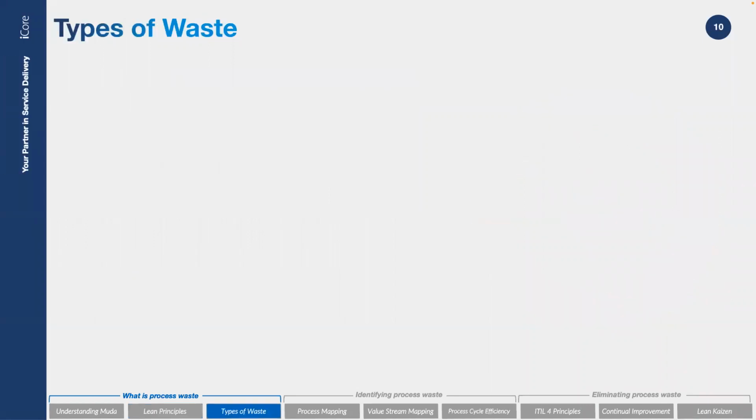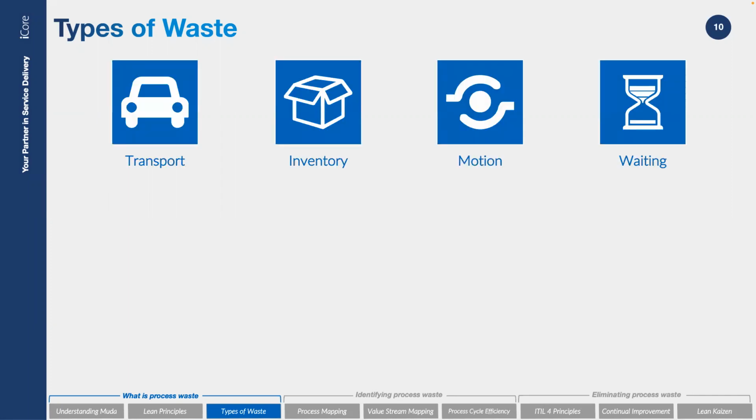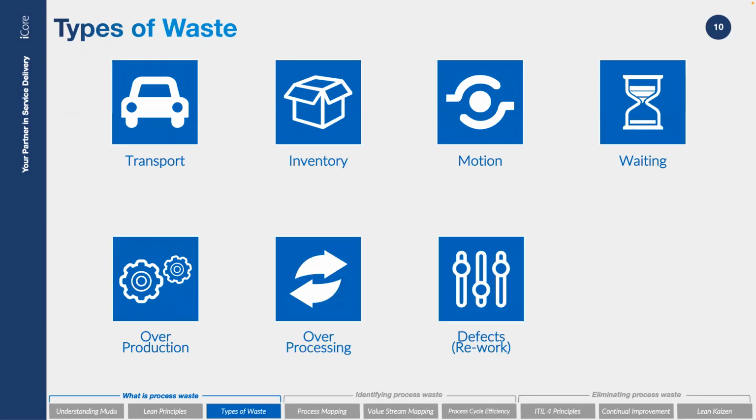There is a mnemonic, TIM WOODS, that's used, and it's really a tool in lean manufacturing to identify and eliminate the eight common sources of waste in a process. The acronym stands for transport, inventory, motion, waiting, overproduction, overprocessing, defects, and skills. Right, you might have thought, hang on a minute, we're not in manufacturing. Well, you're right. But these sources of waste can also be applied in IT processes.